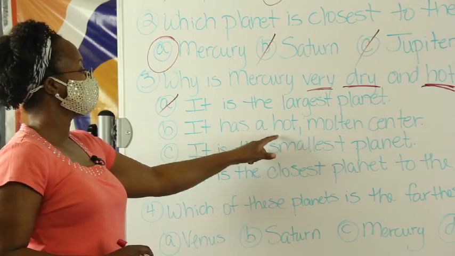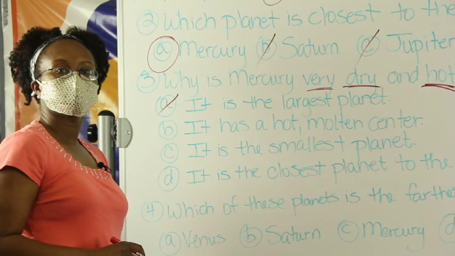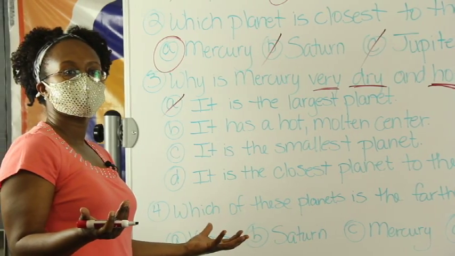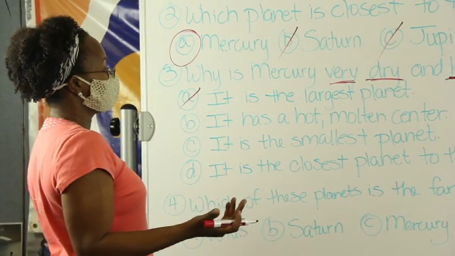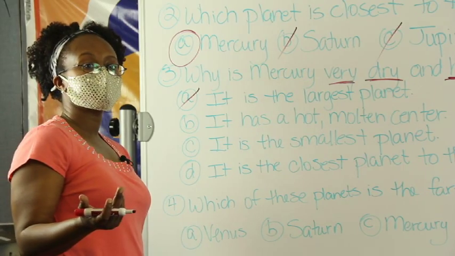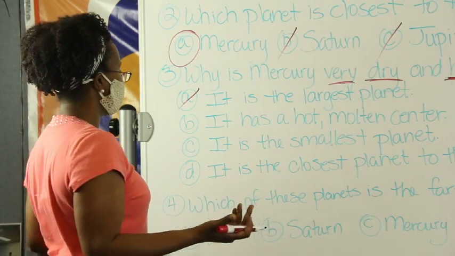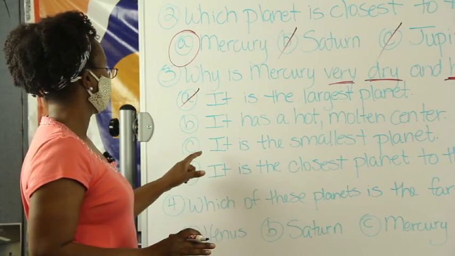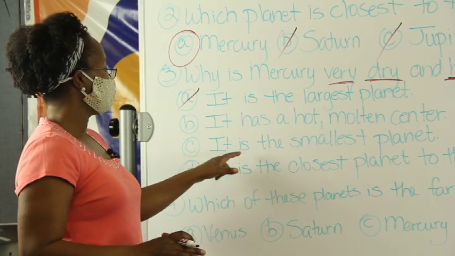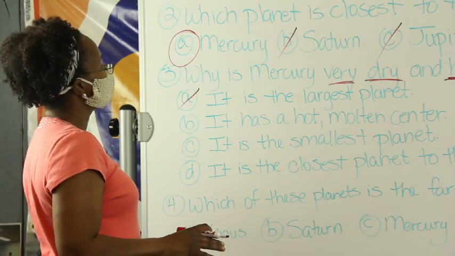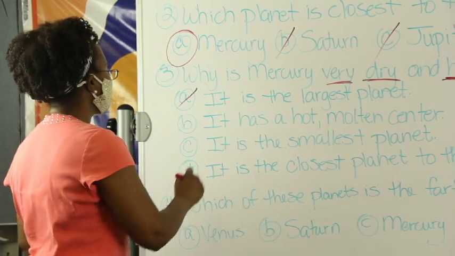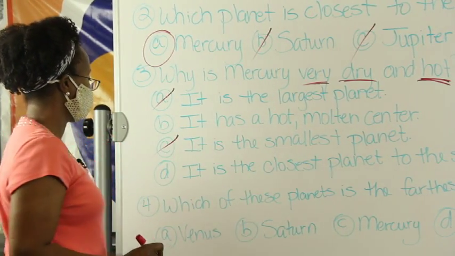B, it has a hot, molten center. And you might say, what's molten? That's like when you have a hot liquid in the middle. Even though we didn't do the details, I don't think that would be it. But if you feel that it might be, just hold on to it. You don't have to mark it out. C, it is the smallest planet. I don't think that has anything to do with how hot and dry it is. So let's mark it out.